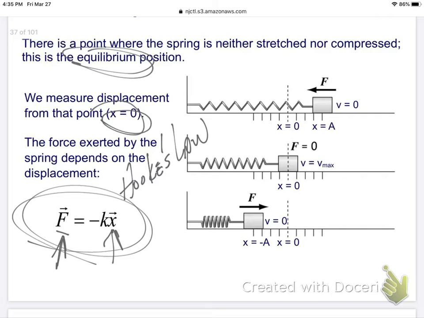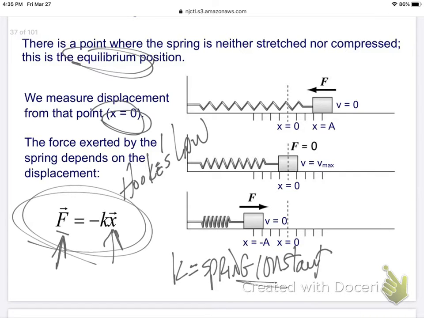This K value, I don't know if you've seen this before, but K is known as a spring constant. Every spring has a certain constant associated with it. As I tell my students, it's just the springiness associated with the spring. Springs that are very difficult to stretch have a very high K value; springs that are easy to stretch have a low K value. Springs very difficult to compress have a high K value; if they're easy to compress, low K value. So it's a value depending upon the spring that you're using.